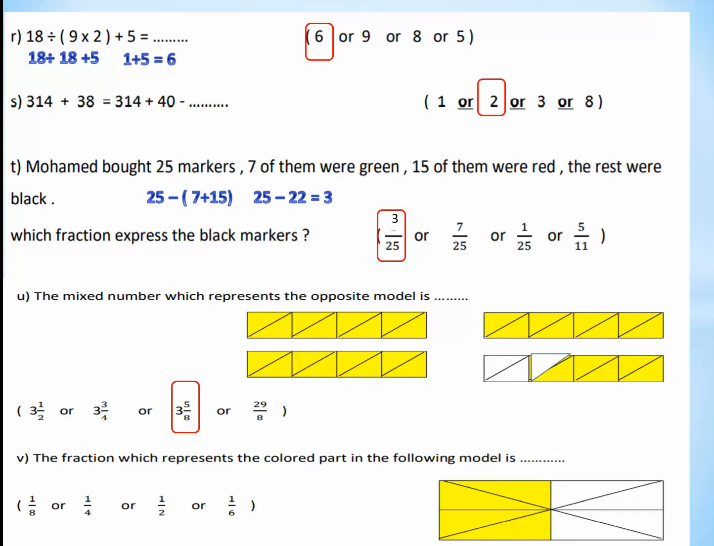The fraction which represents the colored part in the following model. Okay, looks like half.